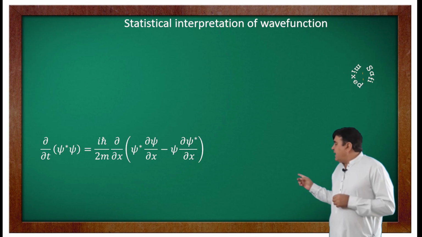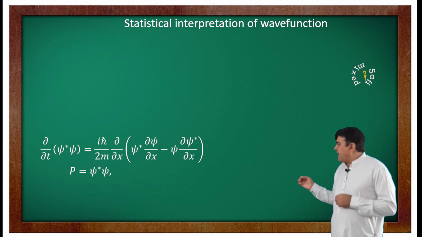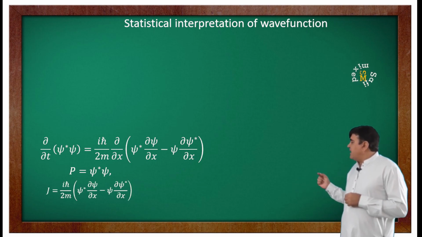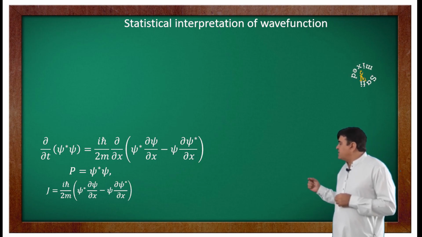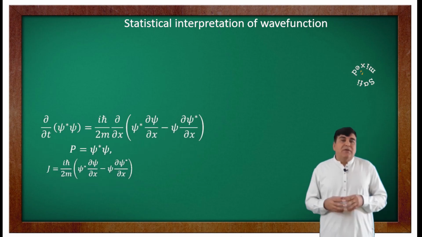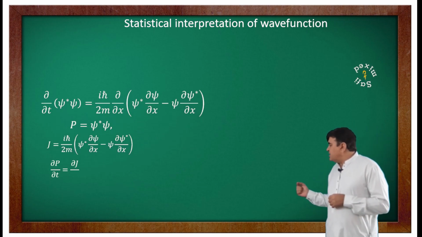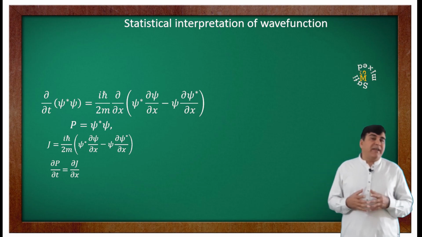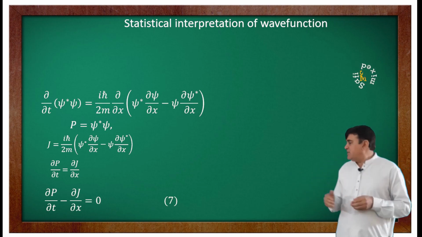That is, if we define the probability density P as the product of psi star and psi, and the current density J as iota times h bar divided by 2m multiplied with psi star partial psi over partial x minus psi partial psi star over partial x. Replacing this definition in equation 7 leads to partial P over partial t equals partial J over partial x, or I can rewrite the equation into this form by bringing partial J over partial x to the left side of the equation.